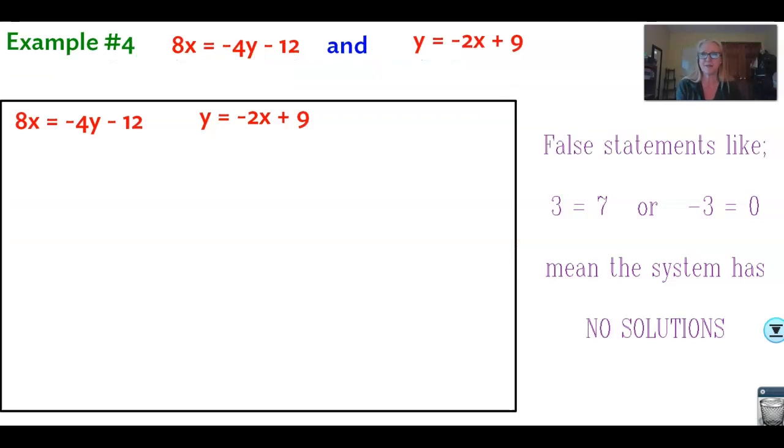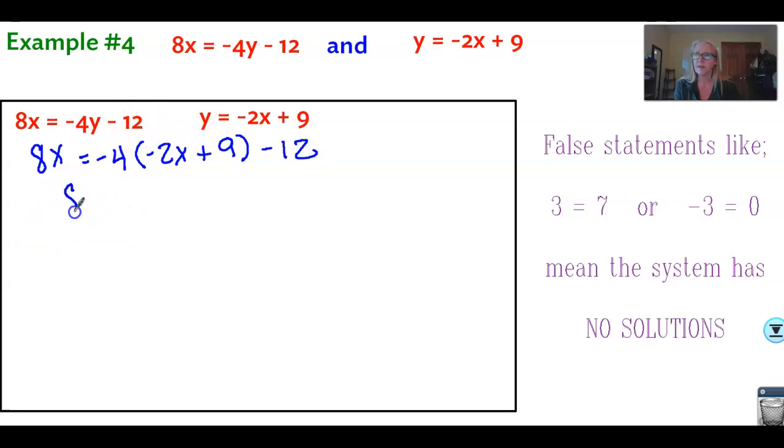Okay, my last 2 examples are the cases where we're either going to have no solution or infinite solutions. This first one has no solution. How would you know though? Well, if you start to solve and you end up with a false statement, that means that this system has no solutions. So look what this would look like. If we're going to substitute this for y here, equals -4, and y is -2x plus 9 minus 12. Don't forget that little minus 12 on the end there.